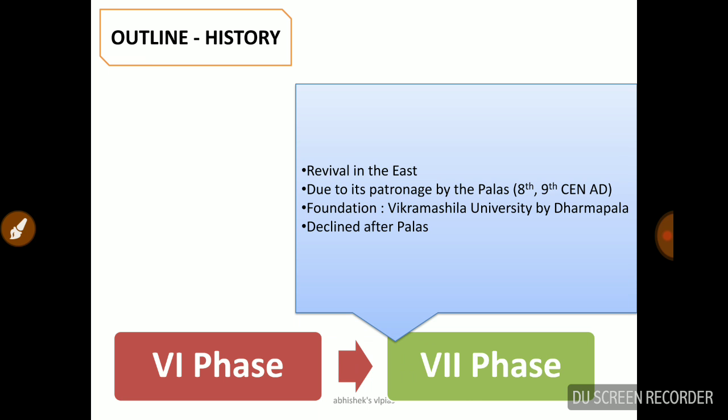There is a revival of Buddhism in the eastern area, eastern India, due to patronage by the Palas in the 8th and 9th century AD. So definitely there is a revival in the eastern area, and they laid down the foundation for Vikramashila University under Dharmapala. After the decline of the Palas, we have a decline in Buddhism too in the seventh phase. So the important phases are first, second, third, fourth, fifth, sixth and seventh. Go through the slides again and make your own notes.